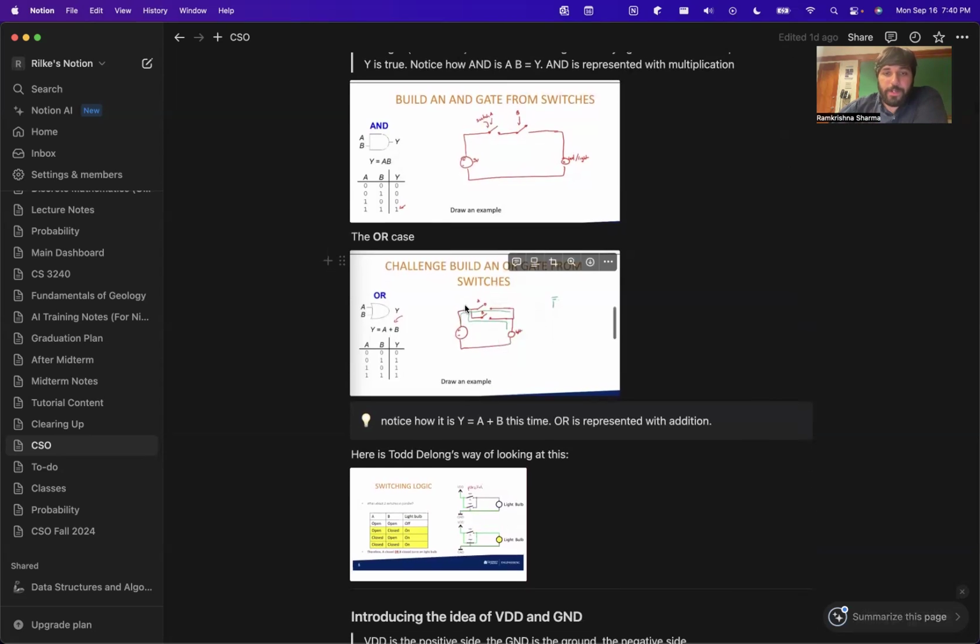This is just demonstrating the OR case. You can have electricity pass if one of them is on and the other isn't. You could have electricity pass if the other isn't and the other one is on. Or if they're both closed, in other words, they're both on, they're both one, you could essentially still have that light function.